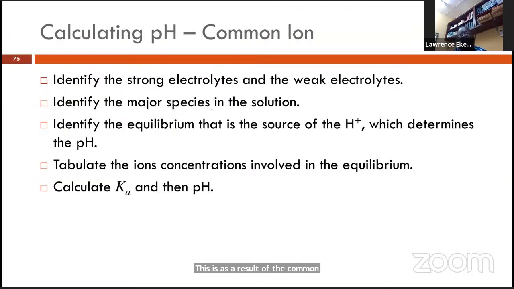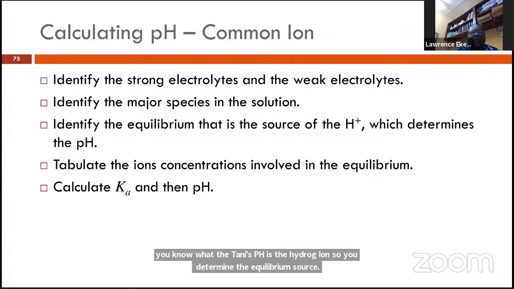The common ion effect. How do we calculate the pH of a common ion effect? Number one, you identify the strong electrolyte and you identify the weak electrolyte. Number two, you identify the major species in the solution, the major ions that are in solution. Then you identify the equilibrium that is the source of the hydrogen ion, which is important. You know what determines pH is the hydrogen ion. So you determine the equilibrium source of that hydrogen ion from the equations.